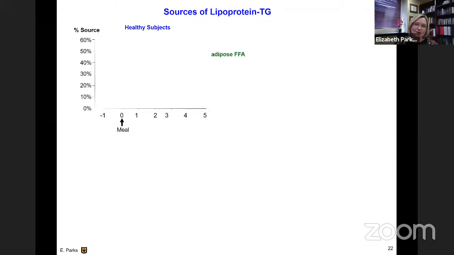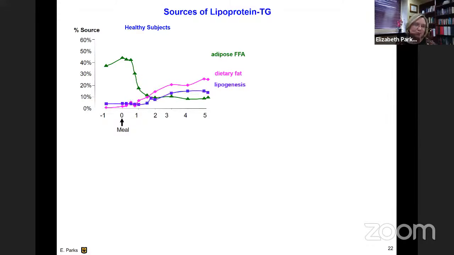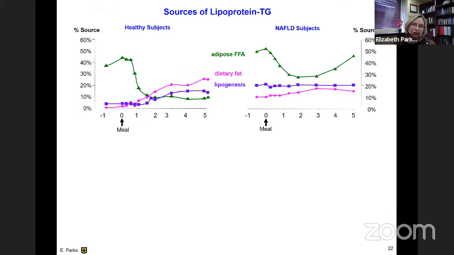So if you put all of those sources together in healthy subjects, this is what you see in the postprandial state. You see that stimulation of lipogenesis, you see dietary fat getting back to the liver, and you also see the suppression of adipose free fatty acid flux to the liver that remains suppressed for 5 hours after this meal. In the NAFLD subjects, you see a rebound of free fatty acids late as the adipose is insulin resistant. You see a low level of dietary fat accrual, and then lipogenesis is high and just doesn't move.